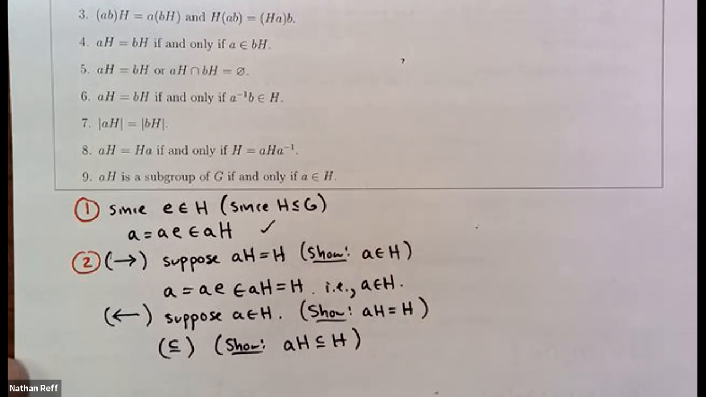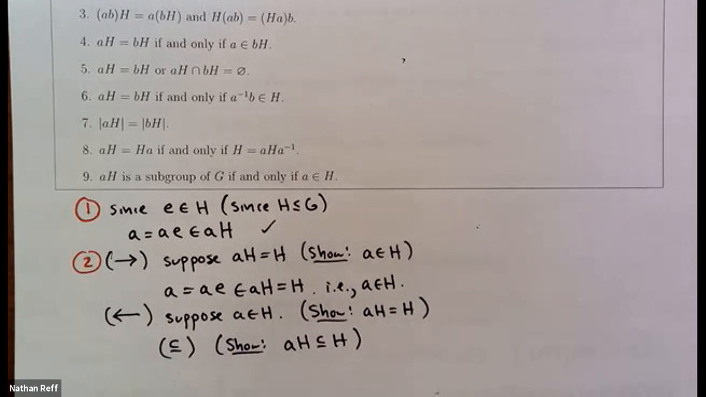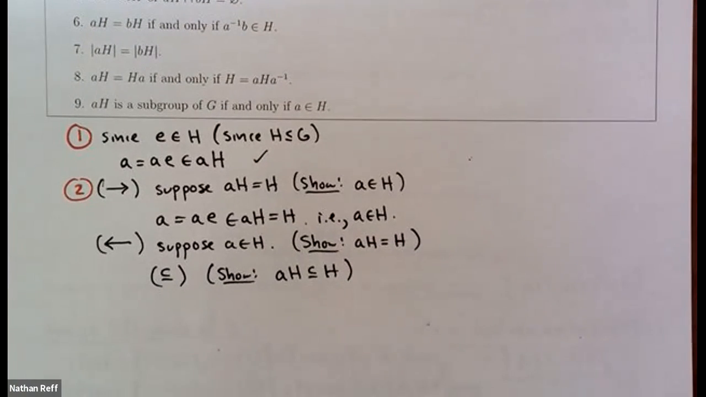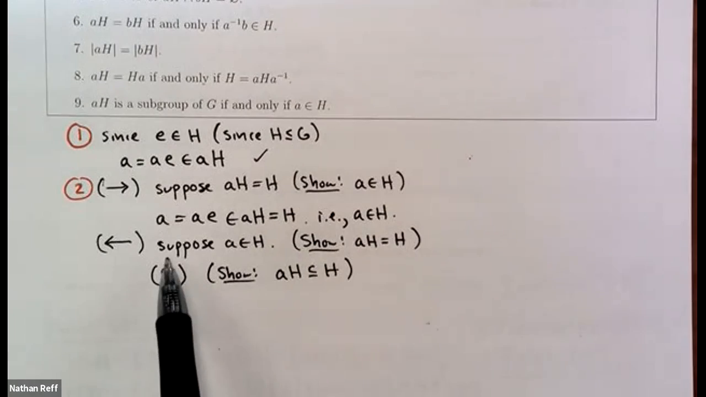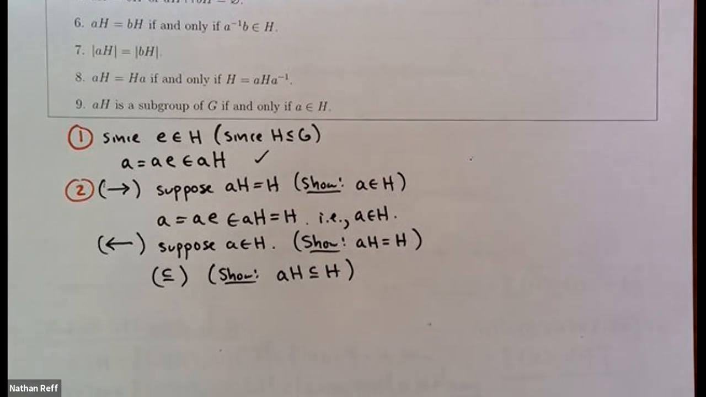I hope I didn't say subgroup. They're sets. We're going to show that this is a subset of H. You don't have to do any 3-step thing here. We're just showing that it's a subset. Keep in mind, you do have one assumption: that A is an element of H.